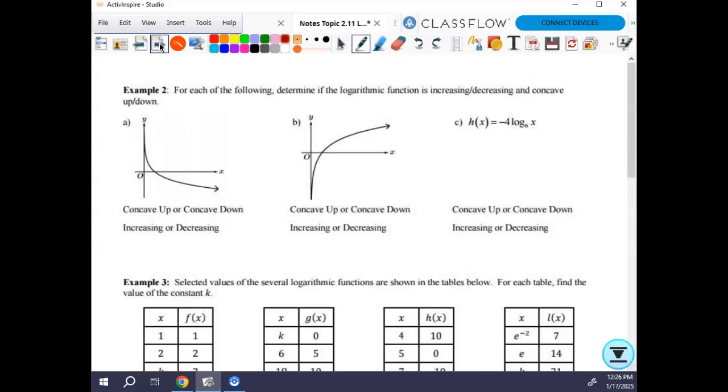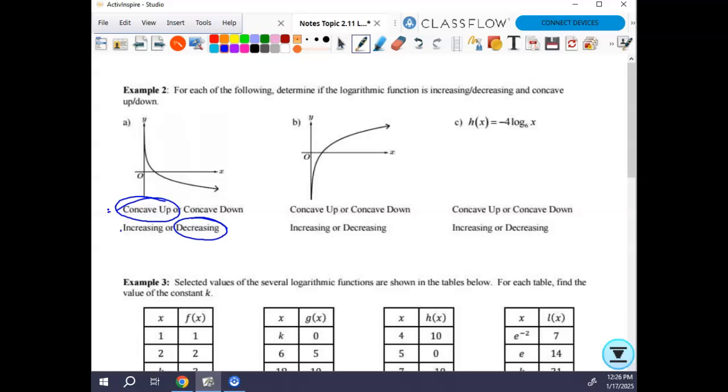Okay, so here we need to determine if the log function is increasing, decreasing, concave up, concave down. So for A, concave up or down? Up. It's up like a cup, right? But it won't actually hold any water, but it doesn't have to. I think you still get it. Is the function increasing or decreasing? Decreasing. All right, since the function is concave up, what's happening with the rate of change?